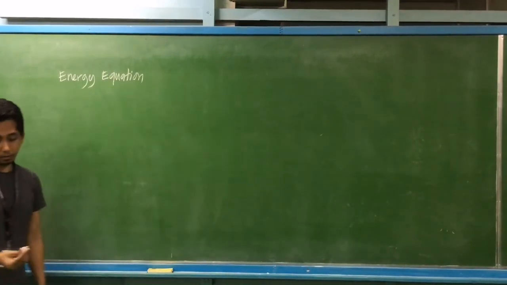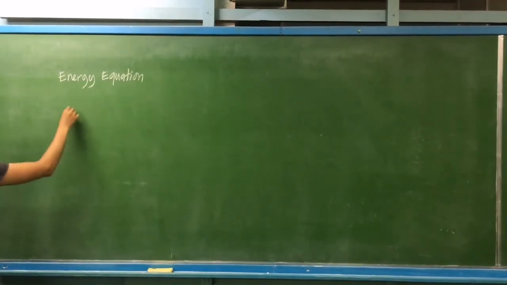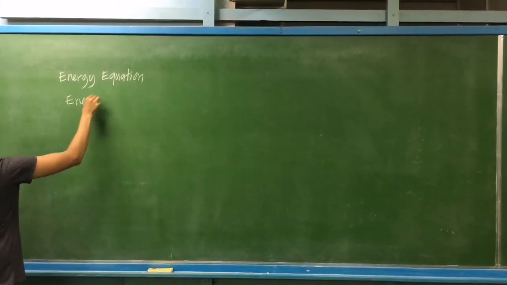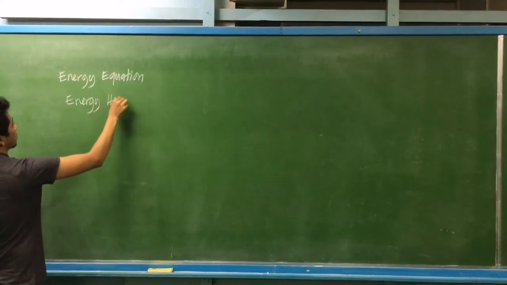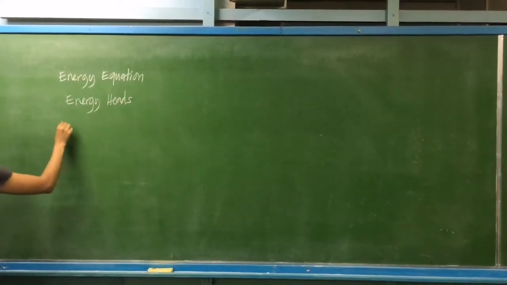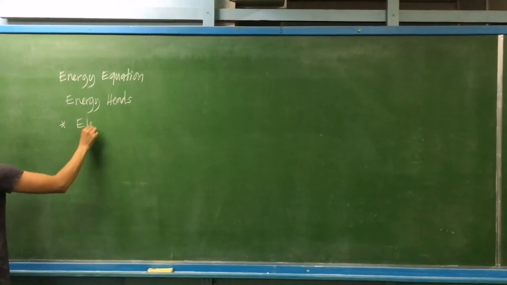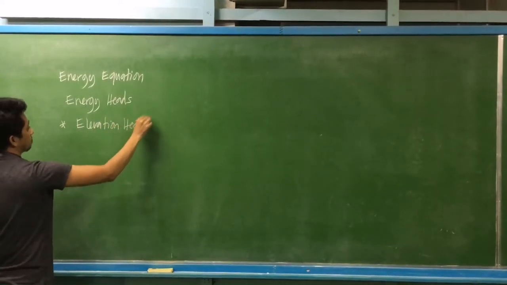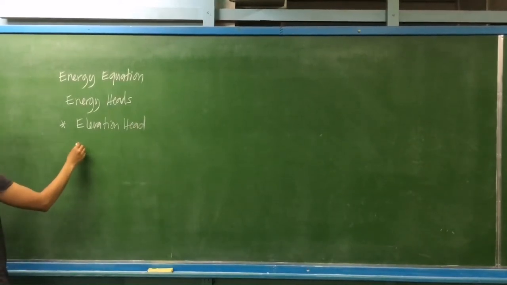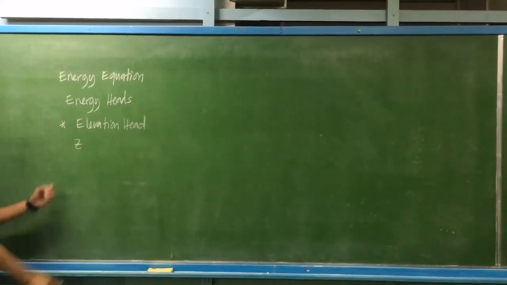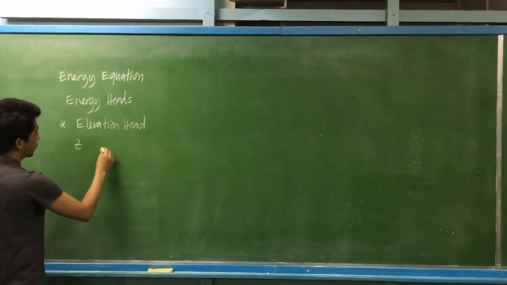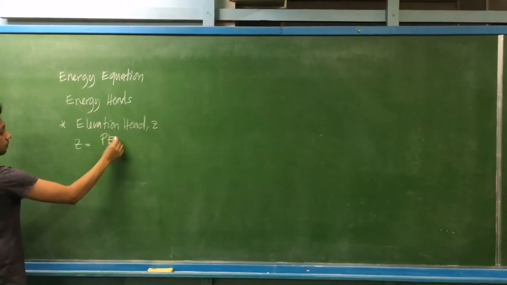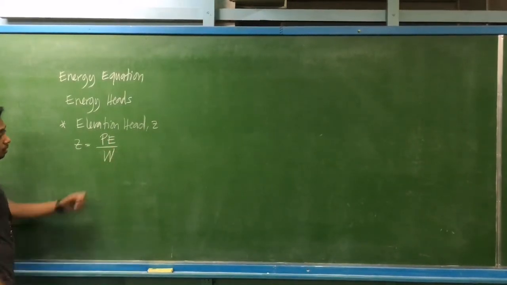So energy equation or the Bernoulli's equation, so let us first consider the different energy heads. So we have, this is the first one, we have elevation head. For the elevation head, so some references, they're using Z to represent elevation head. Let's say this is Z. That is the ratio of the potential energy of the fluid divided by its own weight.